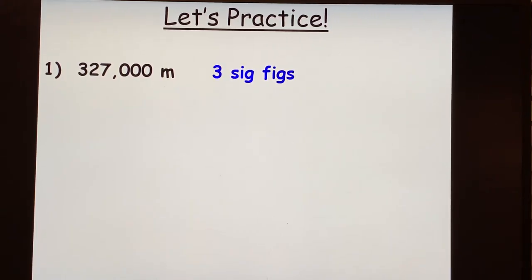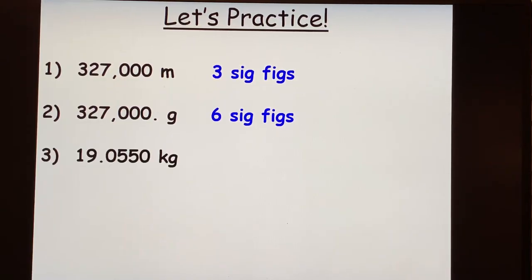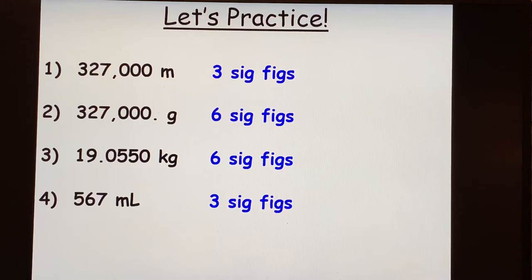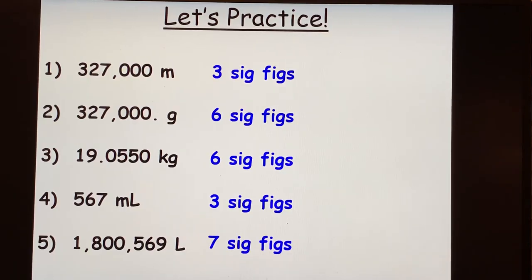3. Trailing zeros are not. How about here? There's a decimal now, so what's the difference? The decimal makes them count, right? So that would be 6. How about number 3? All of them are, right? The zeros and the digits. 190550. 6 significant figures. How about that one? I don't see any problem with 3 significant figures there, right? What about this one? Are those zeros captive? Sure they are. So every single digit there is significant.